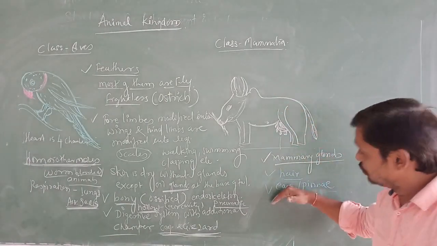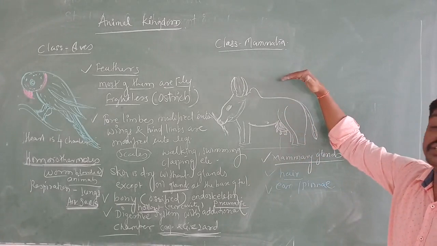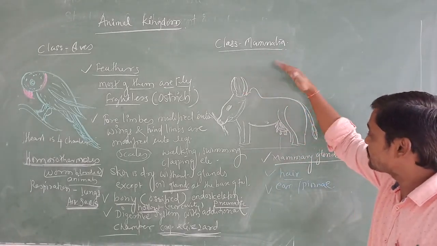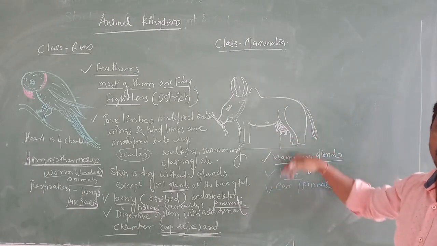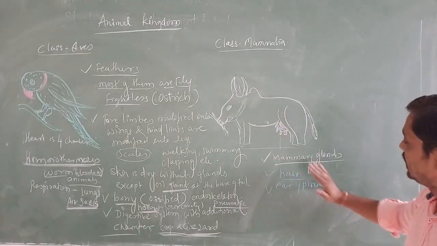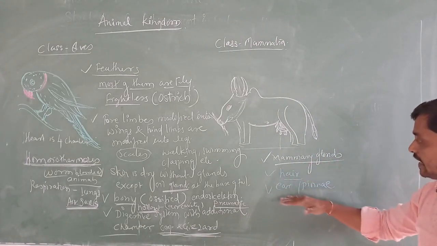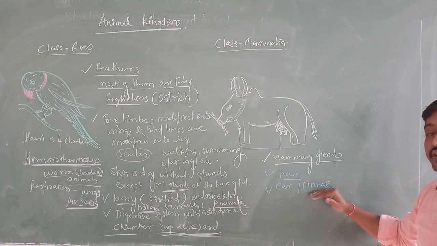Like this, what is the homework for you people? You have to write the general characters of class Mammalia and send it to me. In those general characters, the important points to include are mammary gland, hair, body is covered by hair, and ear or external pinna.